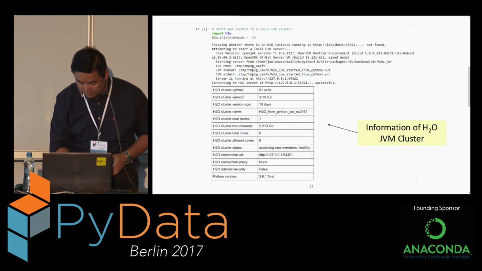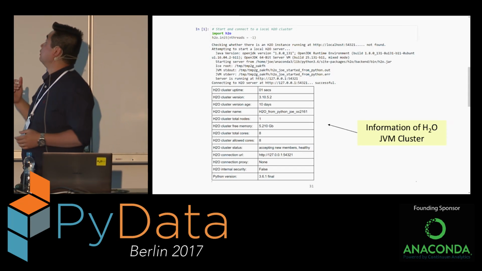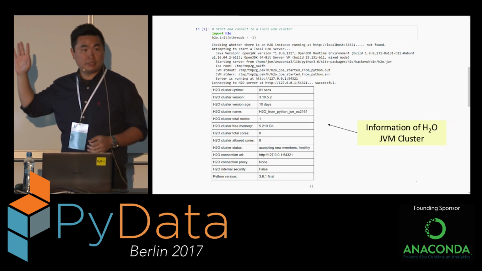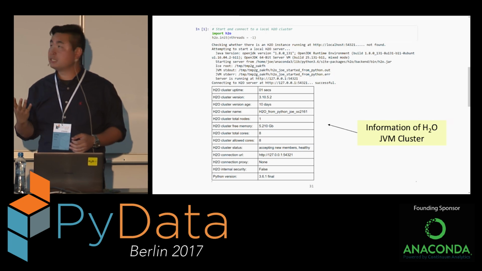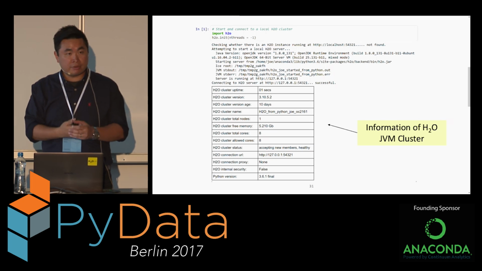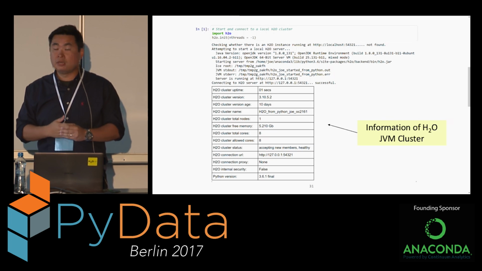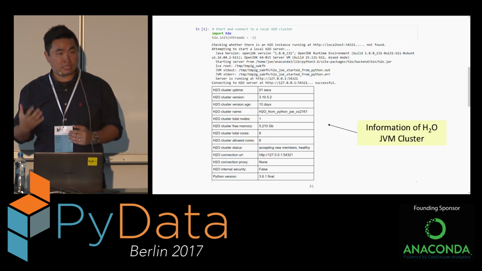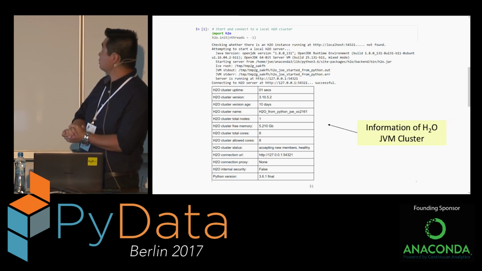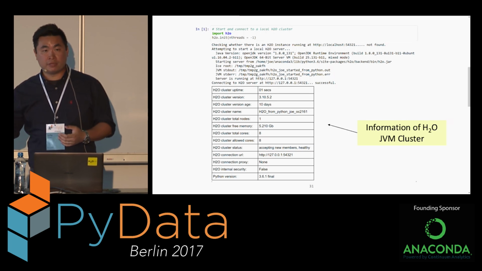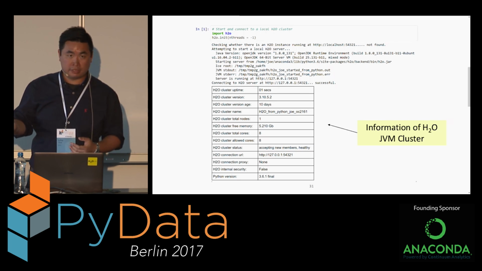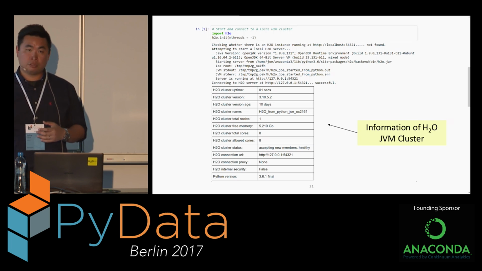So once you have that, you will see something like this. Maybe you can't see quite clearly, but this is the information of the JVM, the Java virtual machine. You can see how much memory is allocated to that JVM, how many virtual cores are allocated to that JVM, et cetera. You can also see the IP address. That IP address and the port number is all you need to connect to the H2O cluster, using a web browser, or using R or Python.